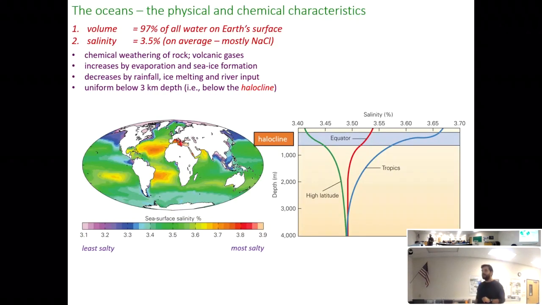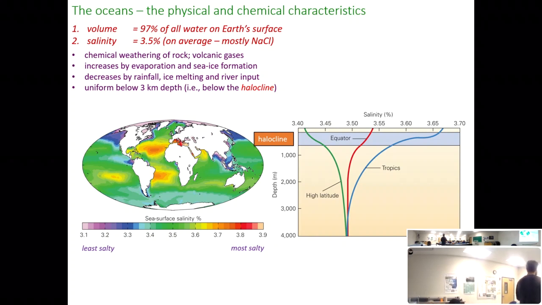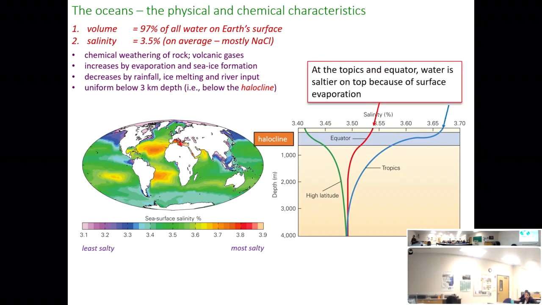All right? Now we've looked at surface processes. Okay, we looked at what makes the ocean water saltier or fresher at the surface. But now I want to show you a little bit what happens with depth. Okay, what happens with depth? So this is salinity. Okay.